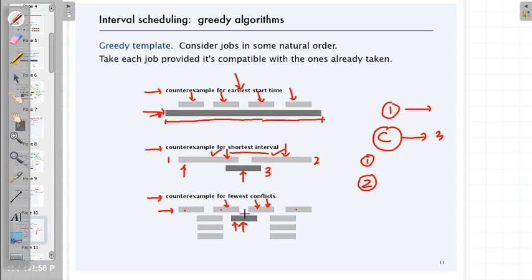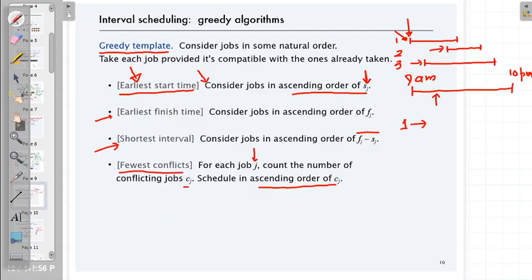So we are seeing that several greedy heuristics we tried, but none of them so far gives any hope of leading to the optimal solution. Then what to do? Is there any hope? Yes, there is hope: another template is still remaining that might lead to the optimal solution. That is the earliest finish time algorithm.